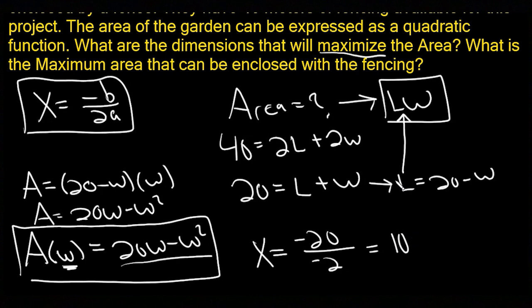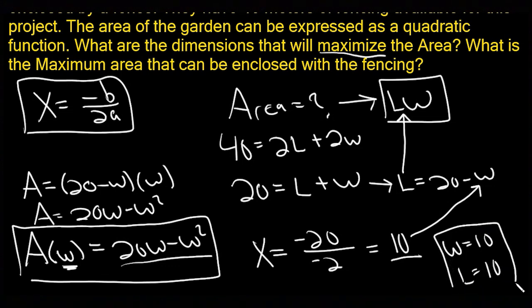And so if I want to know the length now, all I have to do is take this 10 and plug it into this equation right here where I see a w, because again, 10 is representing w. So 20 minus 10 is also going to give you 10. So those are my dimensions. My width has to be 10, and my length has to be 10 in order to maximize the area. Okay, that's part 1. So I'm going to go ahead and box that in.